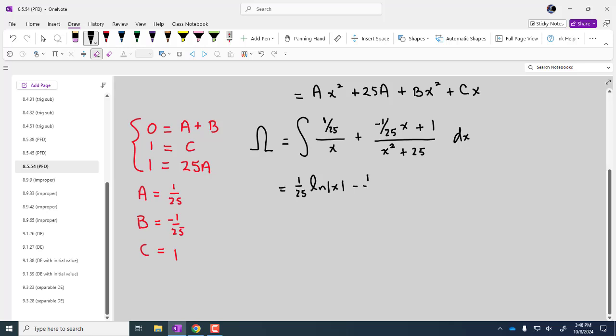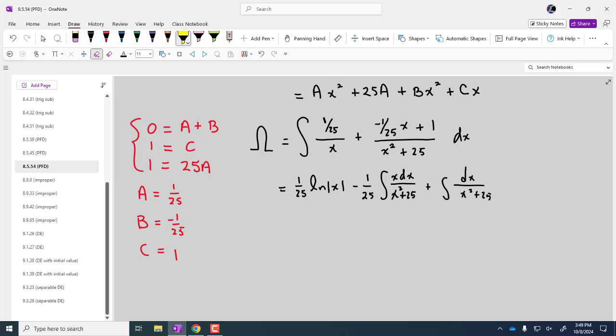So it's going to be minus 1/25 integral of x dx divided by x squared plus 25. So that's this one. And then the one on the right is plus the integral of 1 dx divided by x squared plus 25. Everyone following that? So we're splitting the fraction, that, and then the 1 over the denominator.